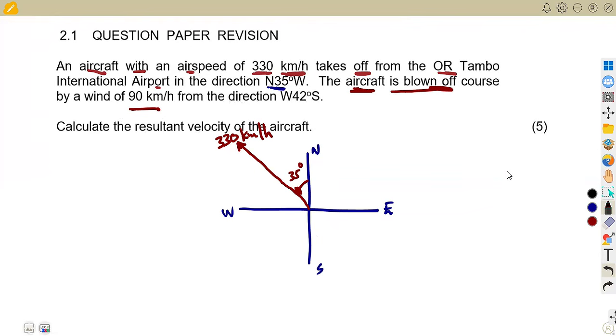Meaning to say we have got a condition of this wind. This is our west, south. In between, it is blowing in this direction. This is the wind there, so that it affects this aircraft. At an angle of 42, west 42. This is west going to the south. So the angle is here, 42 degrees.